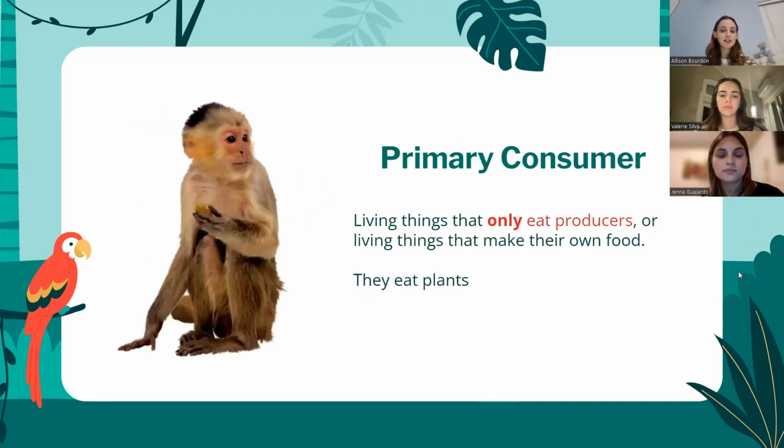So then we have primary consumers. That's going to be living things that only eat producers, or living things that make their own food. So primary consumers only eat producers. That's going to be animals that eat plants. Here we have a monkey, and that one would eat a banana tree. So primary consumers don't eat other animals.